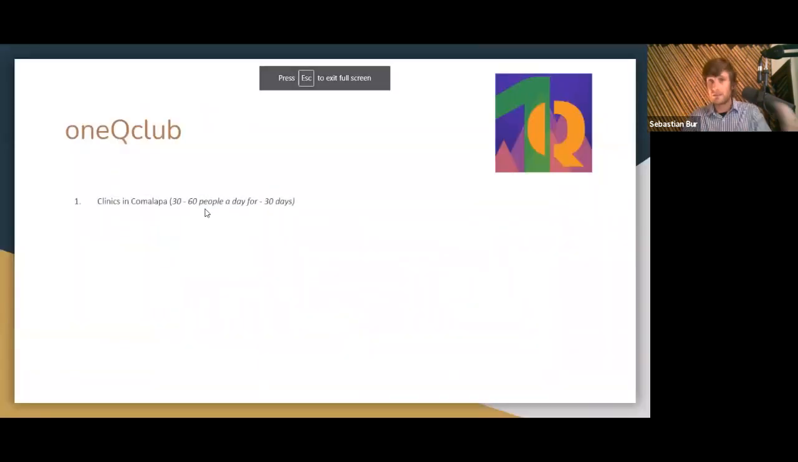So yeah, that's what we do as the oneQclub. Just a little idea of what we did. We had a clinic in Comalapa, which is one of the places here in Guatemala, where we had about 30 to 60 people a day for around 30 days.